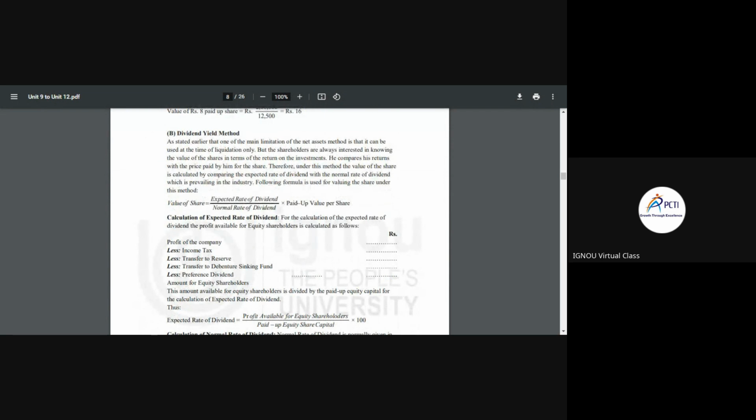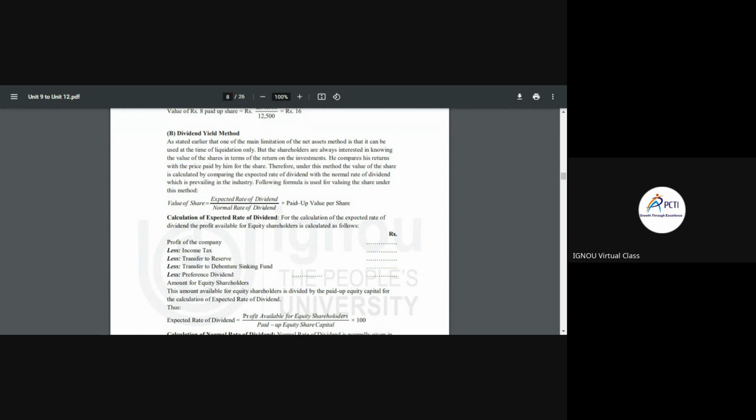In this method, one of the main limitations of the net asset method is that it can be used at the time of liquidation only. But shareholders are always interested in knowing the value of shares in terms of the return on the investment. He compares his return with the price paid by him for the share. Therefore, under this method, the value of share is calculated by comparing the expected rate of dividend with the normal rate of dividend, which is prevailing in the industry.